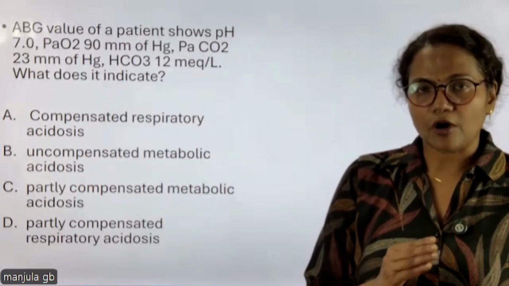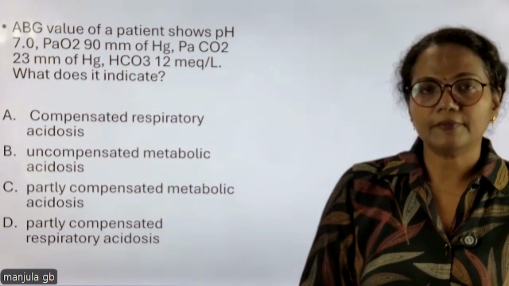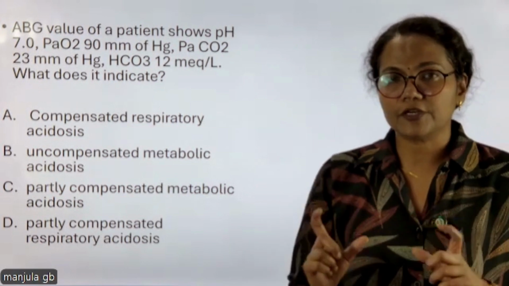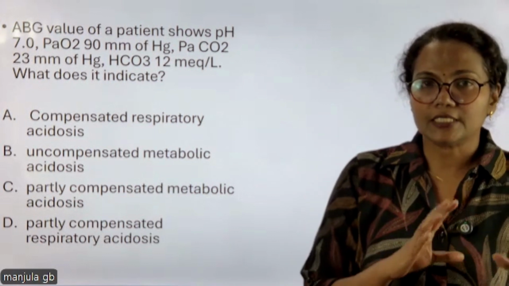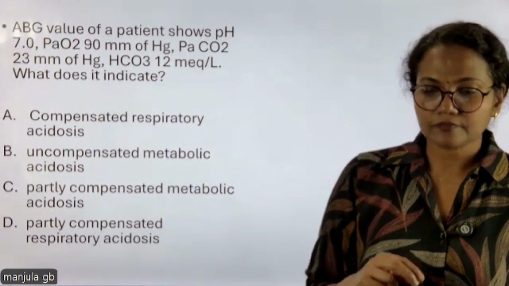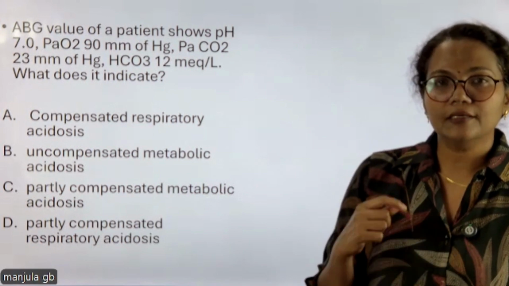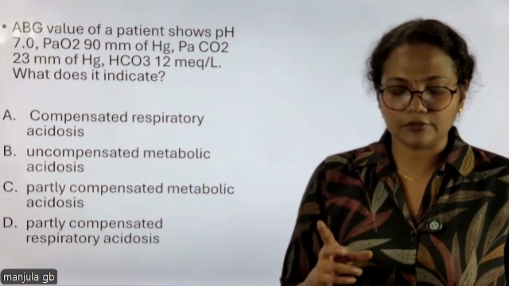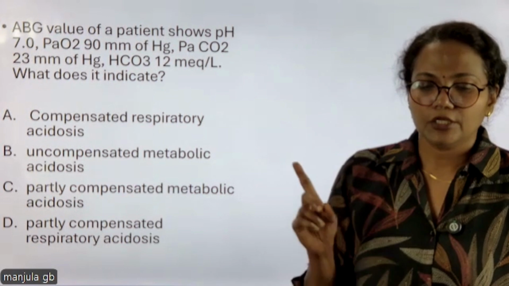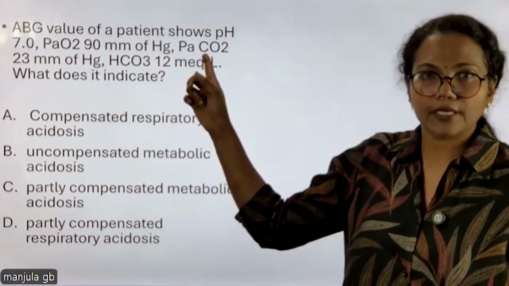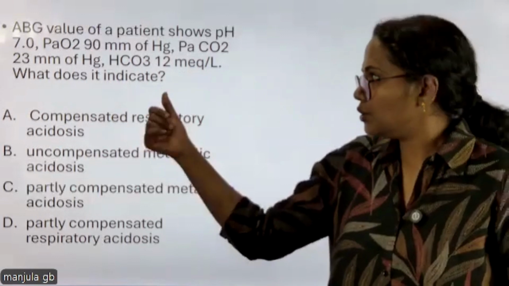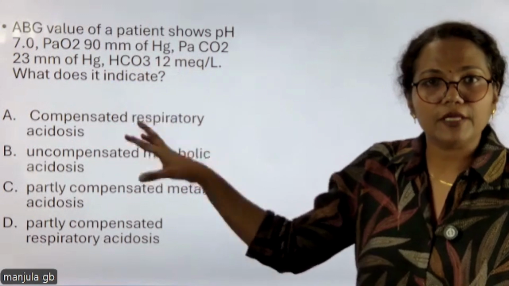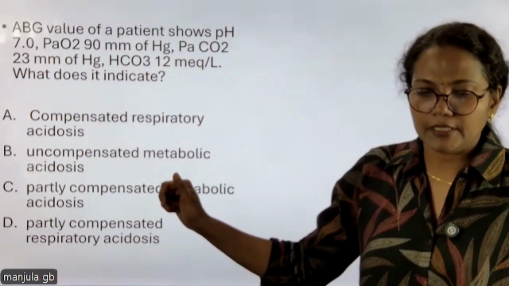And is it normal or abnormal? A pH of 7 does not fall into the normal 7.35 to 7.45, right? So it is still acidic. Then what you should do is look at the carbon dioxide and the bicarbonate. Now you see that the carbon dioxide is low, correct? 23 is low. And the bicarbonate is very, very low, 12 milliequivalents.